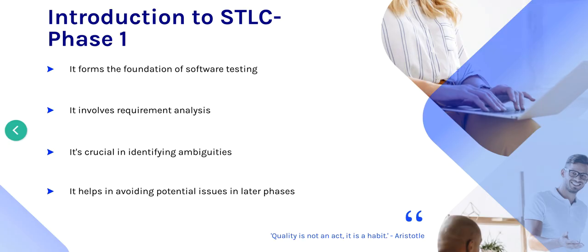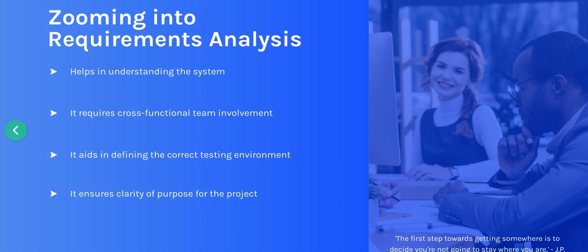As Aristotle once said, quality is not an act, it is a habit. And this habit starts right here, with a solid understanding of the requirements in Phase 1. One of the main aspects of STLC Phase 1 is requirement analysis. J.P. Morgan said, "The first step towards getting somewhere is to decide you're not going to stay where you are." This phase is all about moving forward and ensuring clarity in your project's requirements.